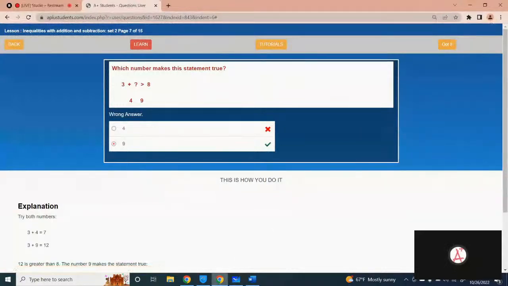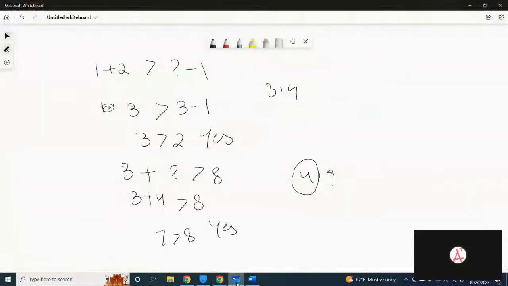Three plus 4 is 7, and 7 is greater than 8. No, 7 is not greater than 8. Sorry. Let's check for the other one.